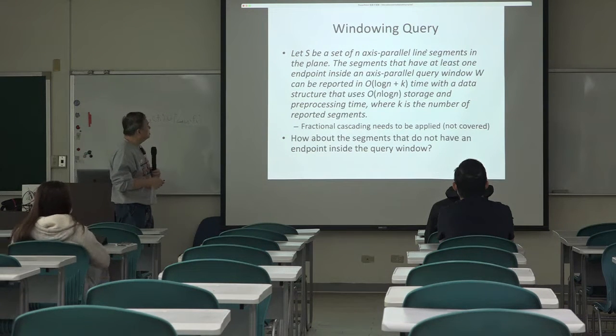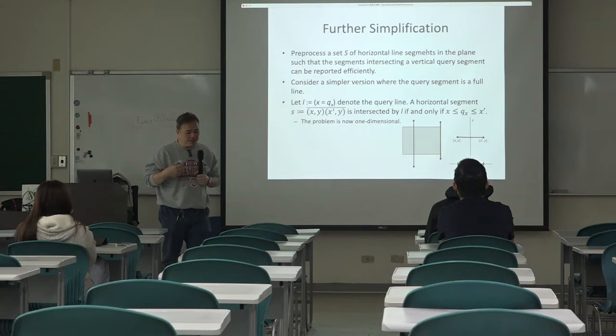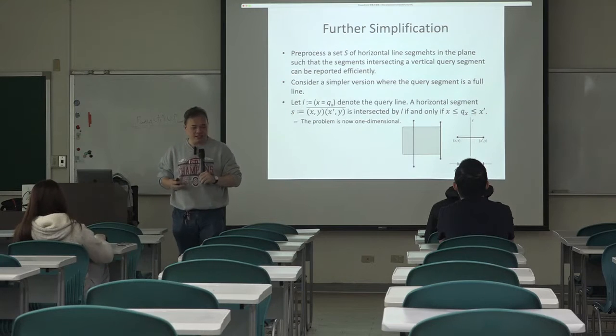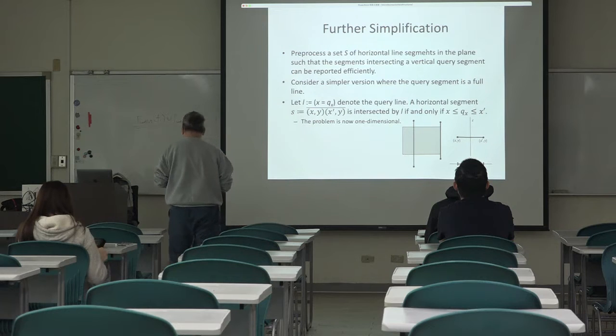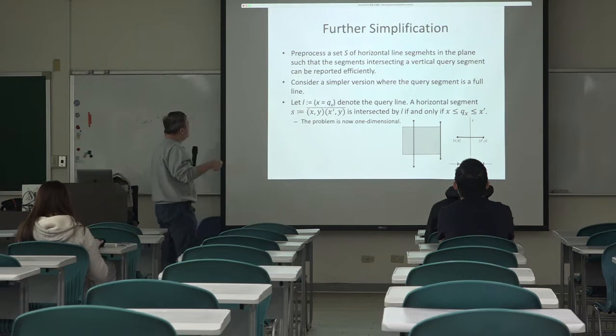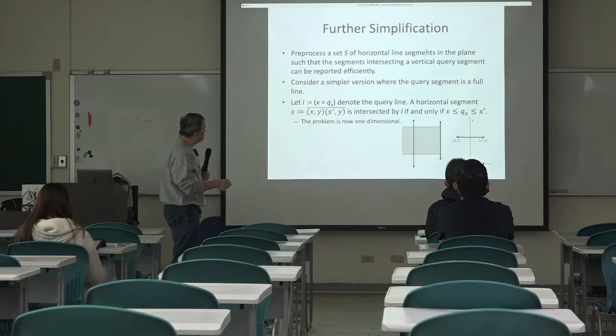So how do we deal with them? From this point on, we are going to discuss another data structure, which is also very interesting. We will preprocess a set S of horizontal line segments in the plane such that the segments intersecting a vertical query segment can be reported efficiently. So we will further simplify the original problem into this one.